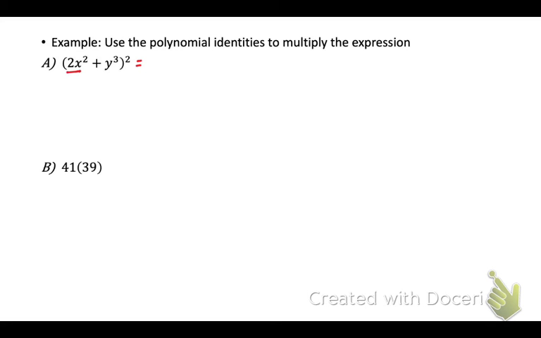So it says square the first thing. Do you want me to write that out, like 2x squared squared? Or would that be more confusing? No, that's more confusing. Okay. So 2x squared squared is what? 4x to the fourth. 2x squared squared is 4x to the fourth. Okay? Same sign, right?